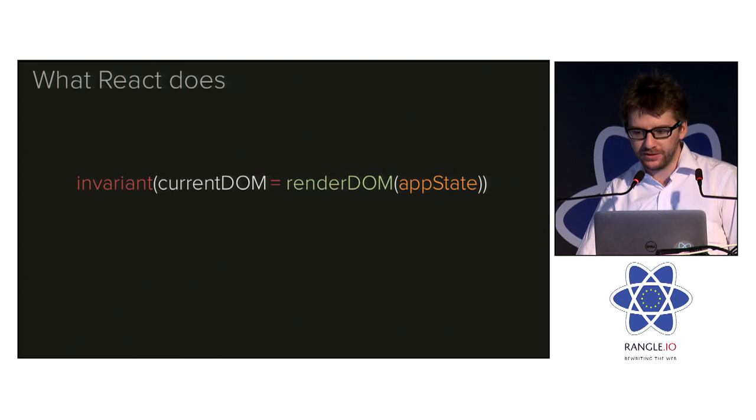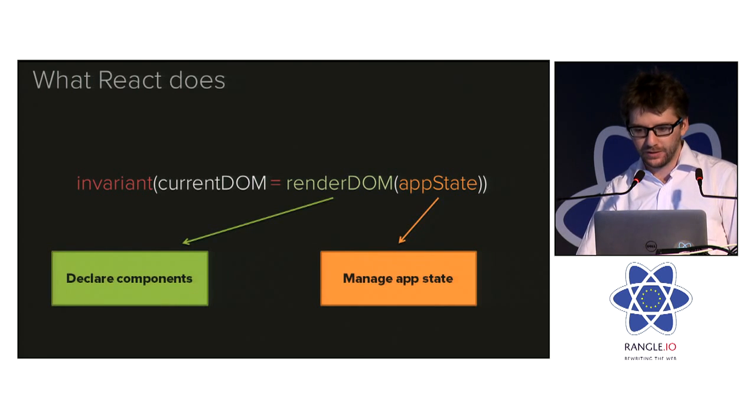This invariant is that at any point during the life of your application, the DOM should reflect a high-level description declared by you. This high-level description is a render function, which takes the current app state and returns a description composed of React elements of what the DOM should be. So when you write a React app, your work is narrowed down to essentially two jobs: declare components by extending the React.component class, and manage app state. And React does all the rest for you.